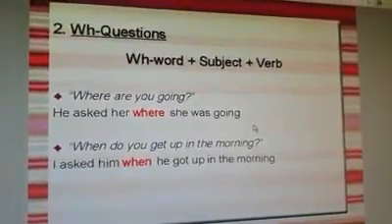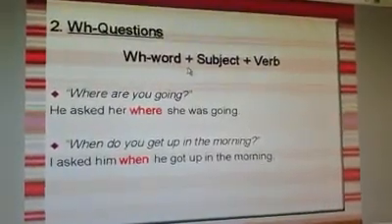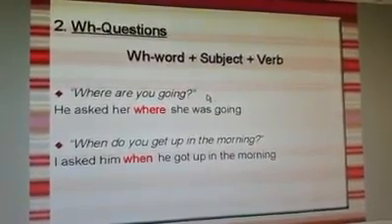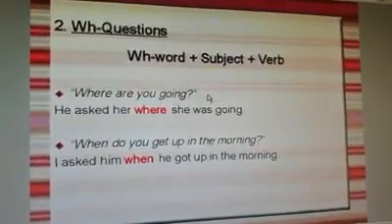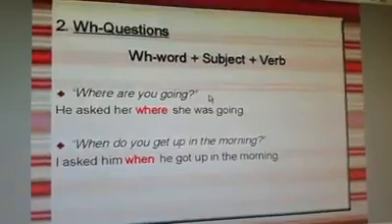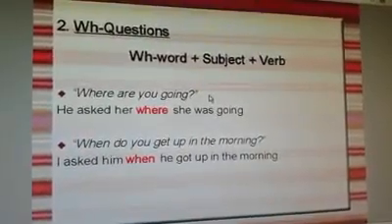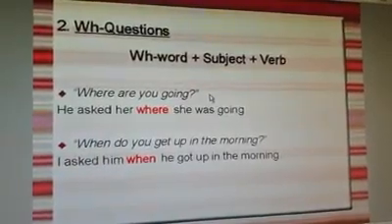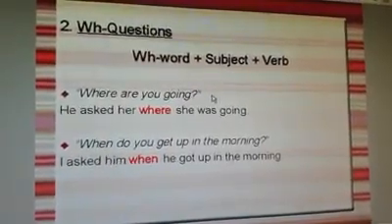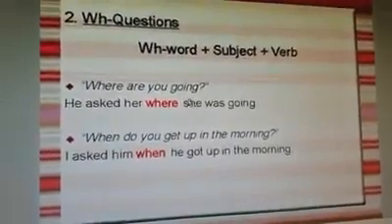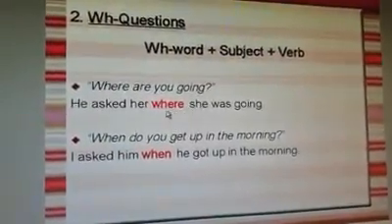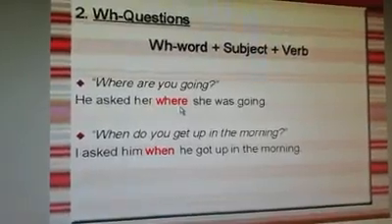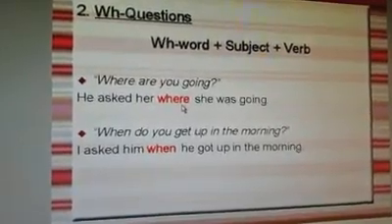WH questions. WH word plus subject plus verb. The same even here. In each reported question, don't use the question mark. At the end of the sentence that is reported, please use a full stop. For example, where are you going? He asked her where she was going. When do you get up in the morning? I asked him when he got up in the morning.